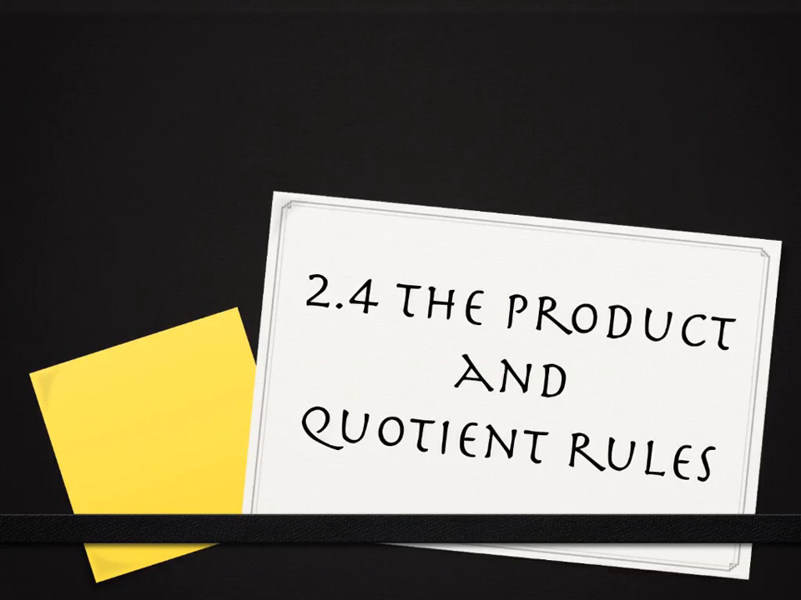All right, so in this section we're going to learn two new rules. One of them is the product rule. So this is going to be for functions that are multiplied together. And the other one's going to be the quotient rule. That's going to be for functions that are divided one by another.